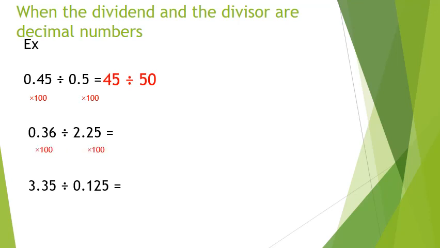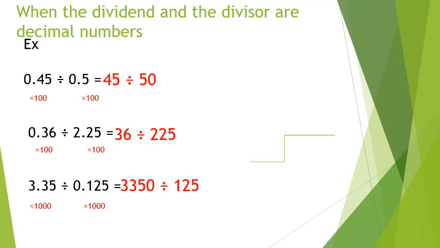In the second example also, we multiply by 100 because we have 2 decimal numbers. So the numbers become 36 divided by 225. In the last example, we multiply by 1000 because in the divisor we have 3 decimal numbers. So we must multiply both of them by 1000 to move the point 3 steps to the right. So the numbers will become 3350 divided by 125.